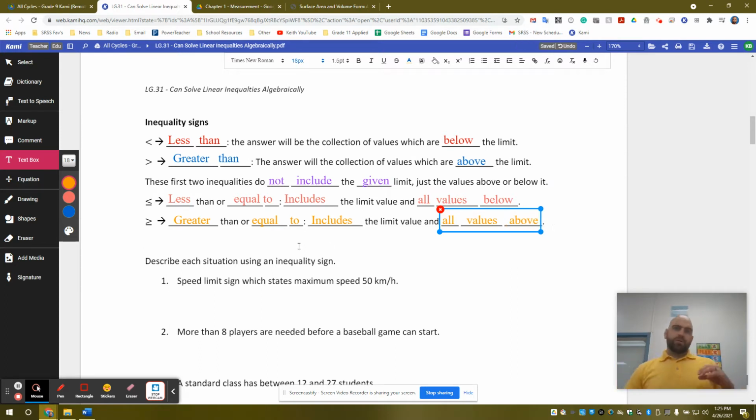So this includes our limit. Again, like our height, it has to be greater than or equal to. So let's say that height is 36 inches, 3 feet. You can be greater than or equal to 3 feet. So once you hit 3 feet, once you hit 36 inches, you can then definitely go on the ride. Okay, so that is an idea of the inequality sign.